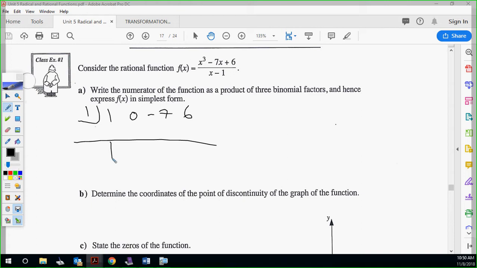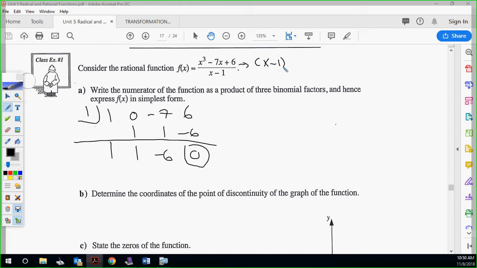So 1, 1, 1, 1, negative 6, negative 6, 0. It is. Okay? So that means one of the factors of this is x minus 1. What do we do now? How do we keep going?